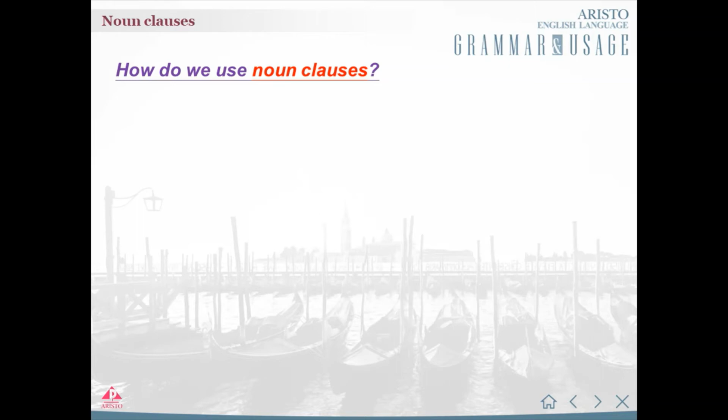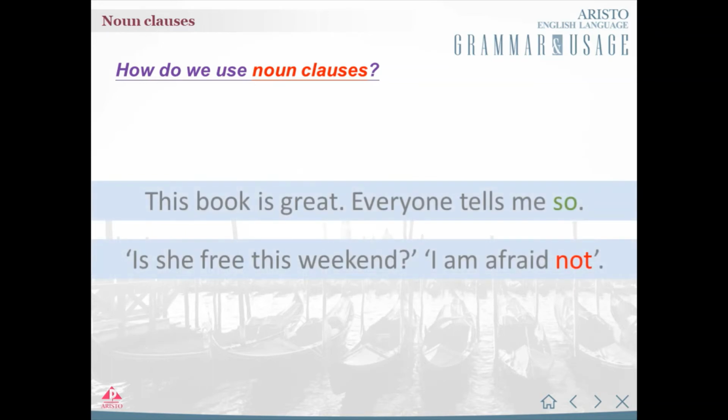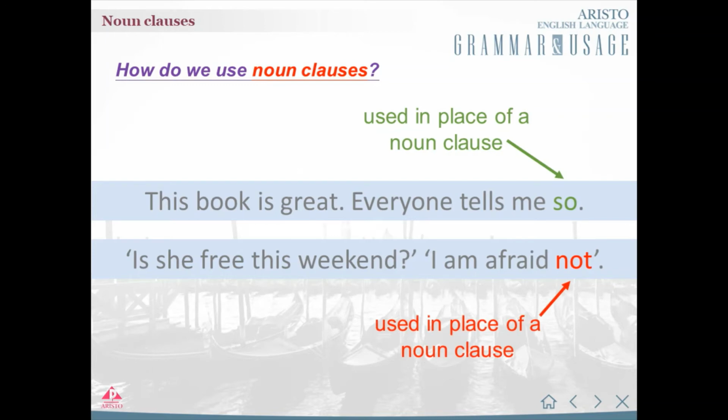Sometimes, we can replace noun clauses with so or not in sentences. Here are two examples. In the first sentence, the word so is used in place of the clause, "This book is great." The negative version is not. Here is an example sentence. The word not can also be used after the verb hope.